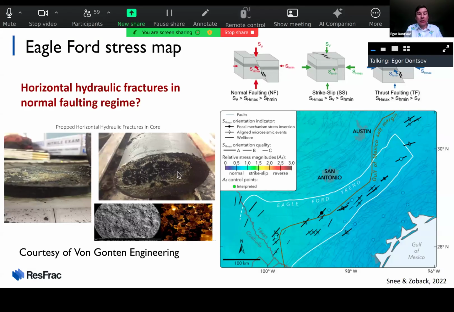And also, interestingly, it occurred in Eagle Ford. And if you look at the stress map here again, it's normal faulting, which means that vertical stress is the largest principal stress, and yet we're able to open up the bedding plane and prop it. Just think about it, right? Because some people think that you may have these horizontal fractures only if you are in strike-slip or reverse faulting, kind of close to these two, but no, it's normal faulting. So that's life.